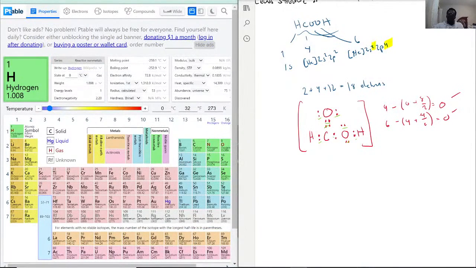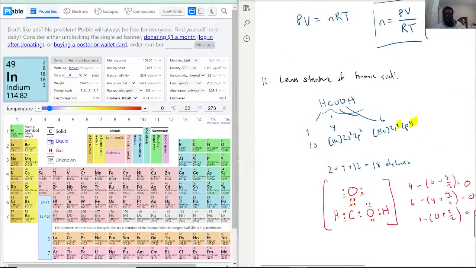Now for the hydrogens, it's relatively simple. They have 1, no lone electrons, and the only contact they have is the one bond, so that's 2 over 2, and that's going to be 0 again. So in terms of formal charge, everything works out for this structure as well.